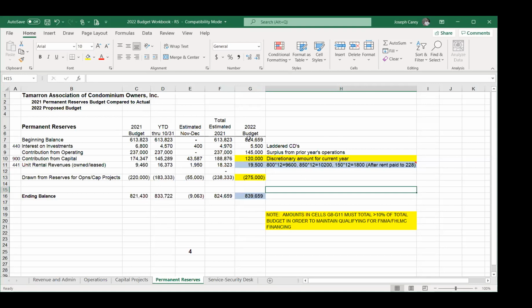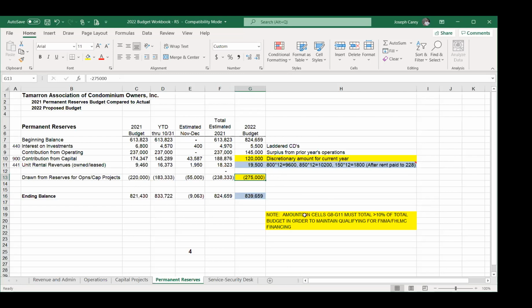That's why our net went from 613,000 all the way up to 824 this year. But we start with 824 next year, and we only end up with a net of 839. We haven't raised the reserves all that much for 2022 because we drew this much out to try to keep the budget in line. So we've got a rock and a hard place we're dealing with.